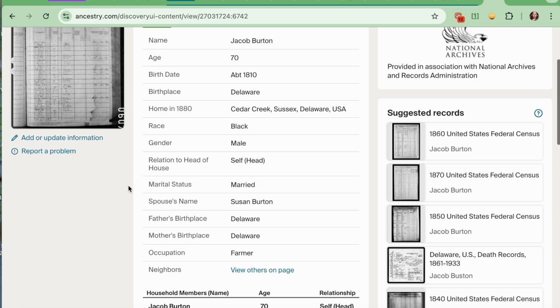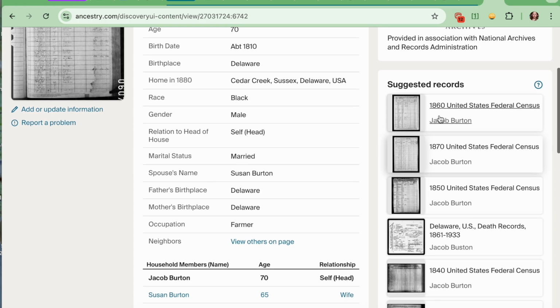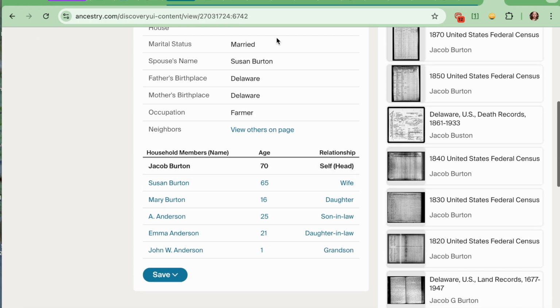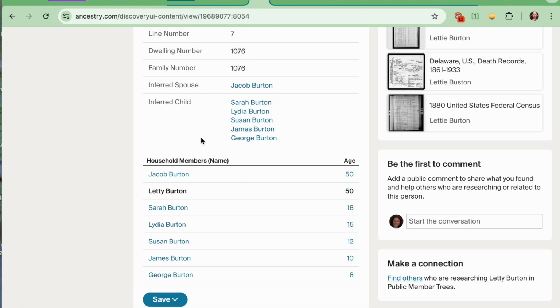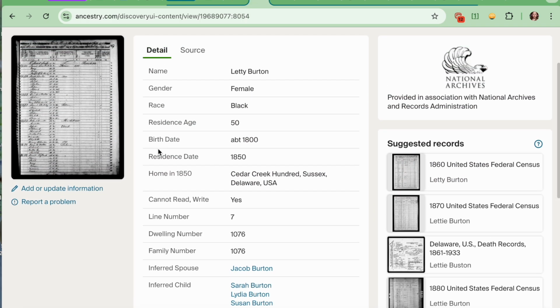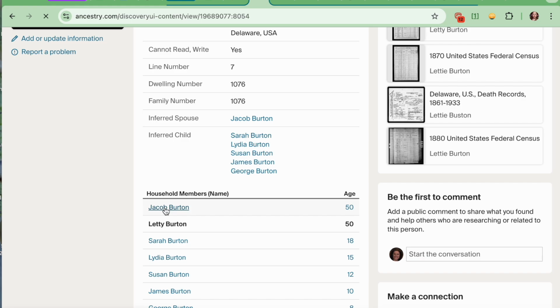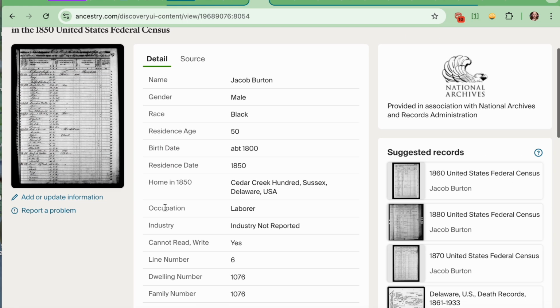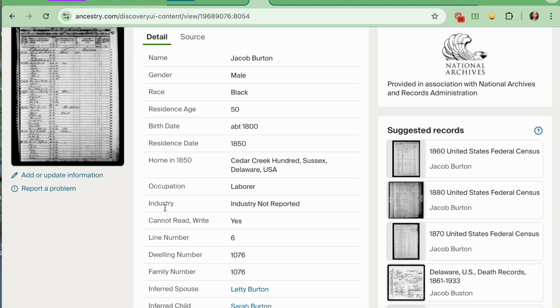So I used these hints to bring up other documents for Jacob, and I brought up the 1850 census for Jacob. Here he is, click on Jacob again. Born about 1800 in this census record. Now, it's common to see an age variation of anywhere from 10 to 20 years on some of these documents, so that doesn't concern me. Cedar Creek, Sussex, Delaware, so it's the same person, right?